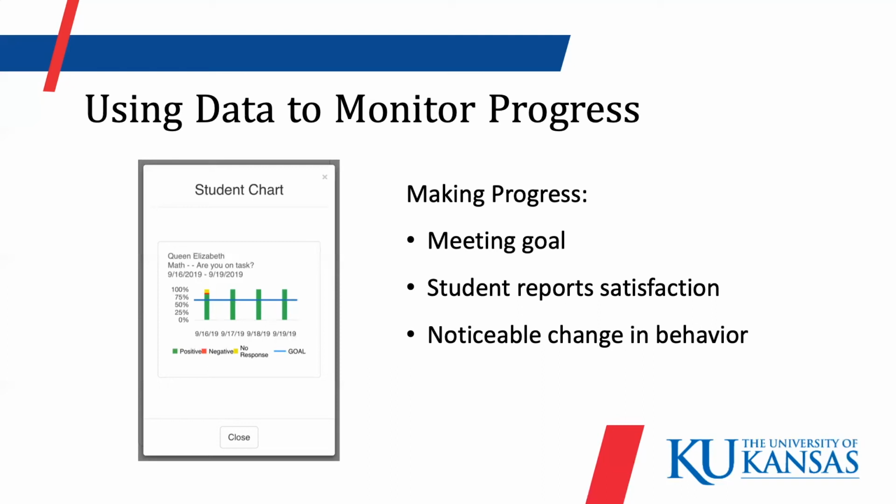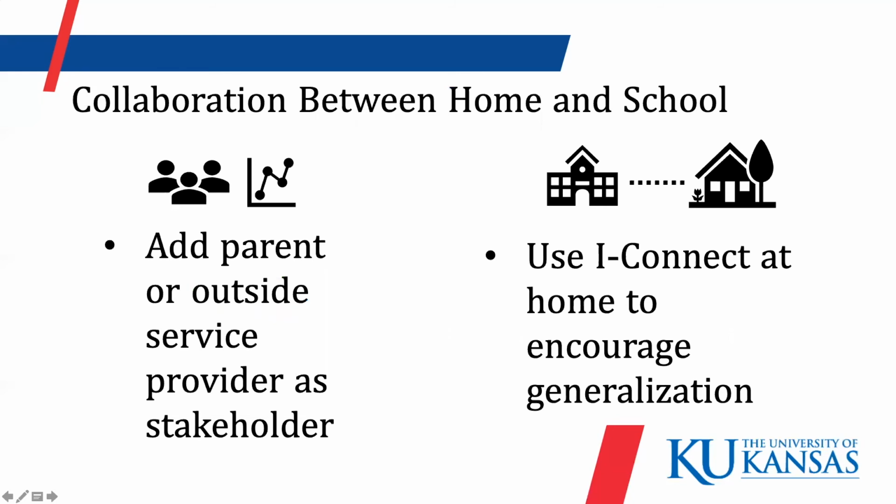It could be that the data looks great in the app. It looks like they're meeting their goal and they're saying, oh yeah, it's going great, but you're noticing that they are not any more on task than they previously were. And that means you might want to go back and do some training on accuracy. Okay, so once you've done all that, you're implementing iConnect, and it's going great.